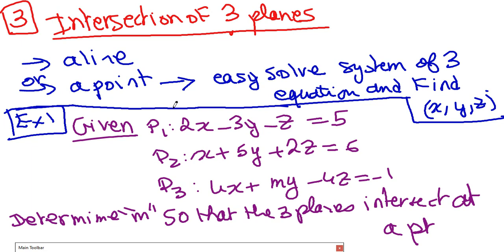But I just want to make two examples for three planes, and when it's a line or when it's a point, when you have an unknown. So given the three planes, I have P1, P2, and P3. And if you notice here, I have an unknown in this third plane. Determine m so that the three planes intersect at a point. When I say that the three planes intersect at a point, it means the intersection of those two planes should be the intersection of the third one.